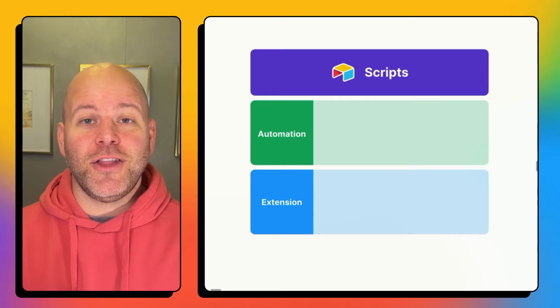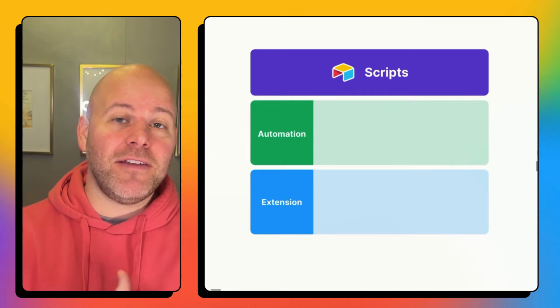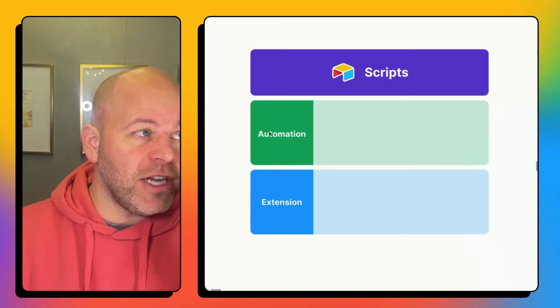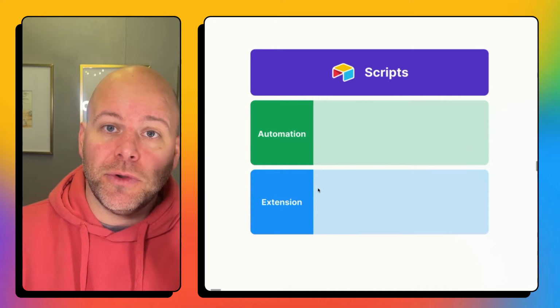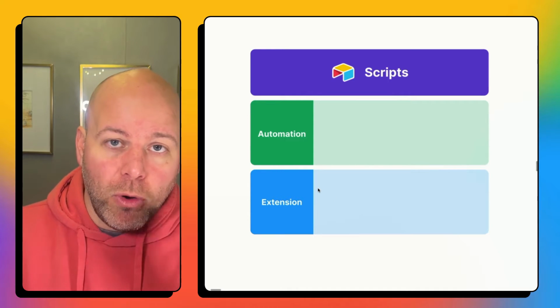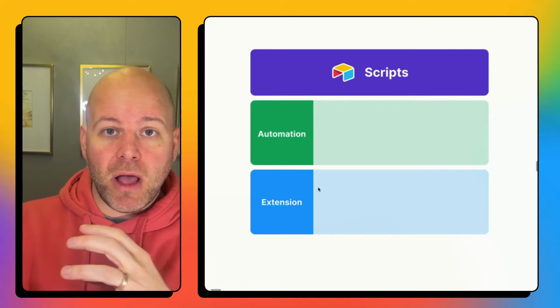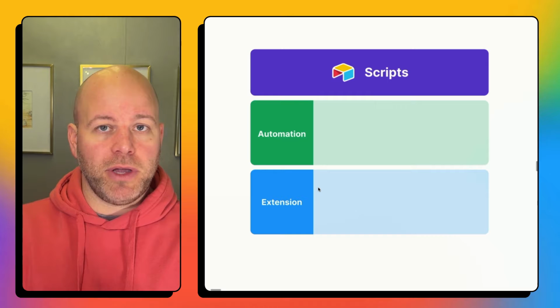But let's now take a look at the 4 ways that you can trigger a scripting block from within Airtable. There are 2 primary places inside of Airtable where you can create a scripting block. The first is the automation panel, and the second is through Airtable extensions. Now, the important thing to know here is that you can't share scripts or scripting blocks across these 2 locations.